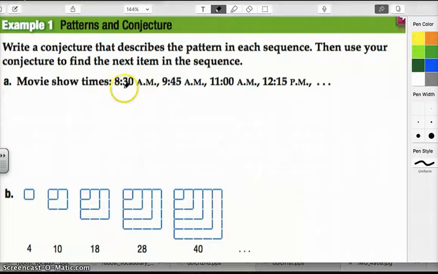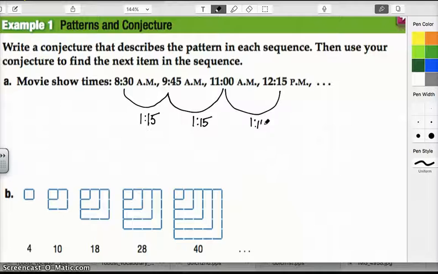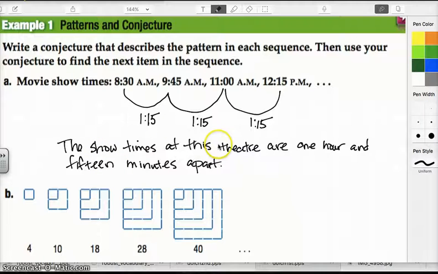So let's see. We can tell that 8:30 to 9:45 looks like the time elapsed is 1 hour and 15 minutes. And then from 9:45 to 11 o'clock, that looks like another hour and 15 minutes. And then from 11 o'clock to 12:15, we have another hour and 15 minutes. And so the show times seem to be what? The show times seem to be an hour and 15 minutes apart. So the show times at this theater are 1 hour and 15 minutes apart.